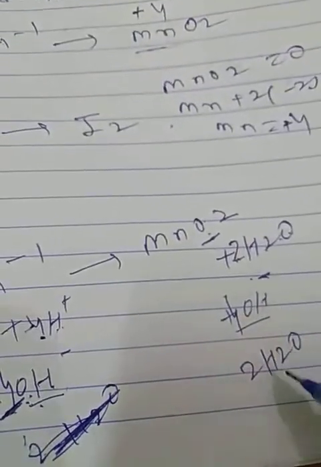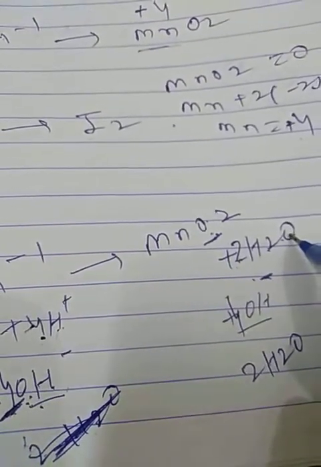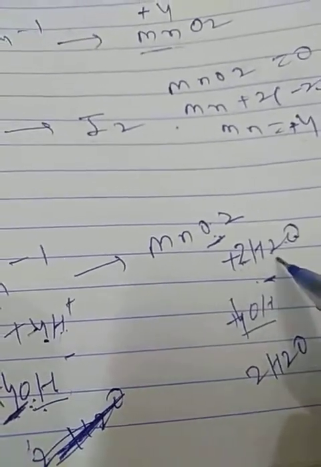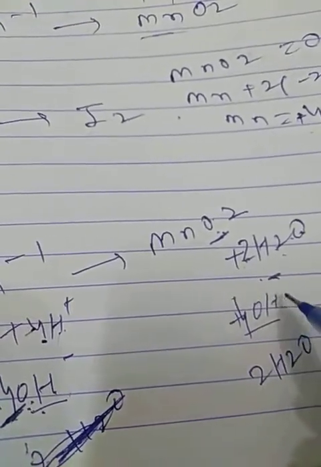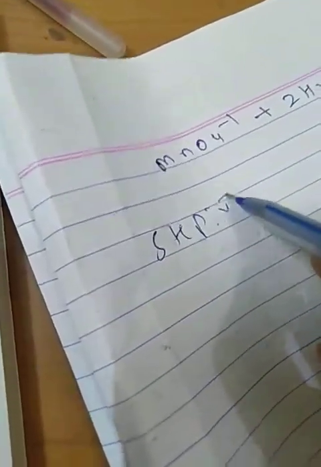From here we will see that 2 oxygen, 4 hydrogen and 4 OH ion. So we can cancel this and simultaneously we can write 4 OH ion. Now in the last step, step 5, we balance the charges. We have to add the electrons.